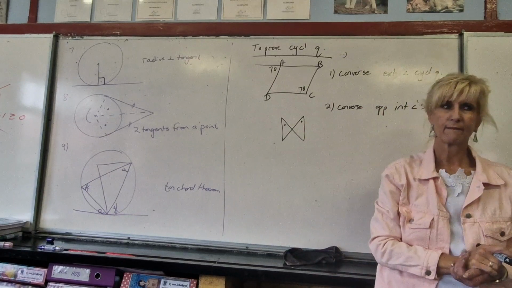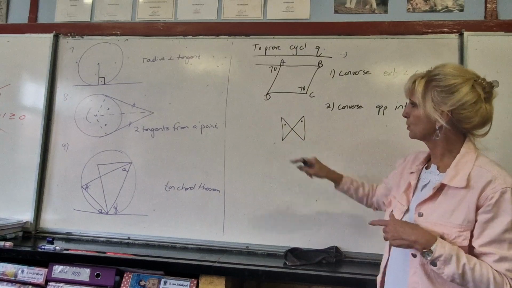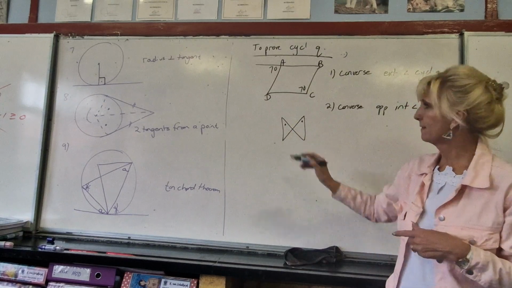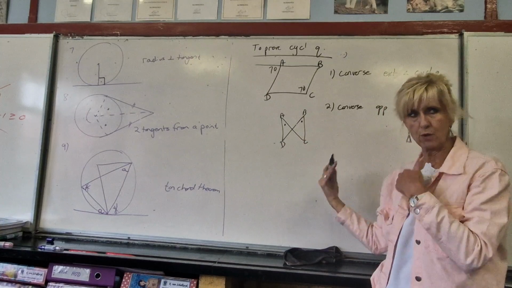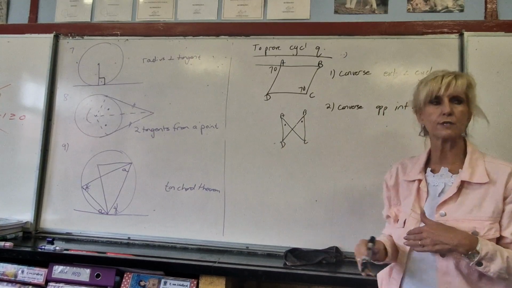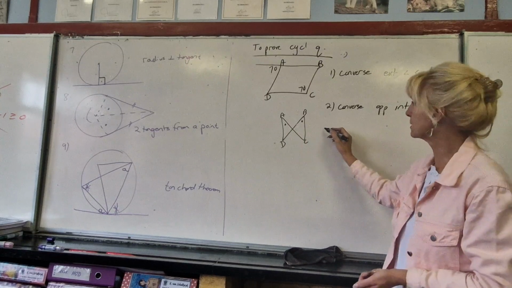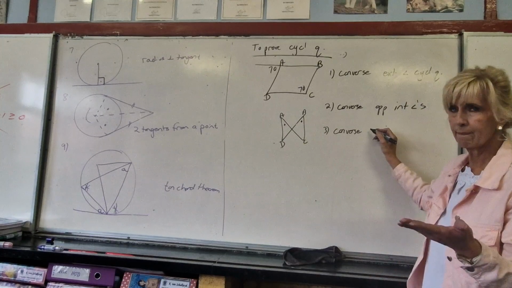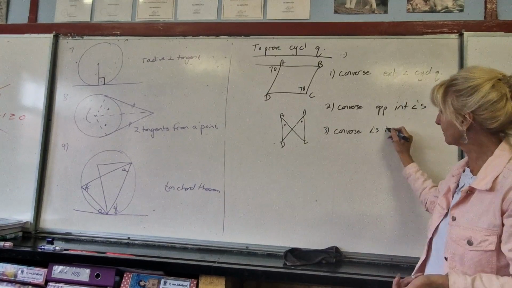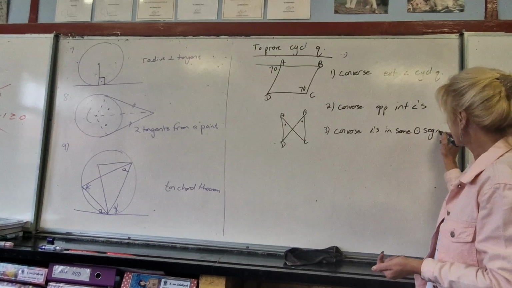Okay. Converse of the bow tie. If you know that they are equal to each other, looks like a butterfly, then that would mean that A, B, C, D is also a cyclic quad, or A and B and C and D are concyclic points. Why is that so? Because it's the converse of angles in the same circle segment.